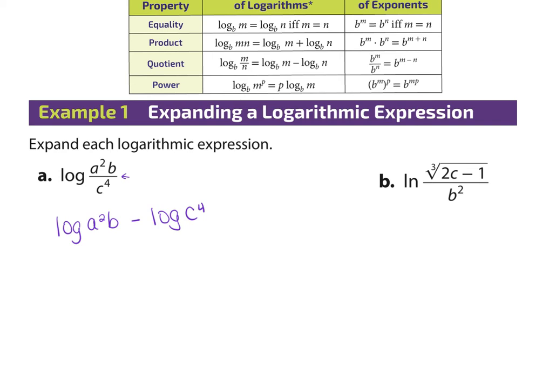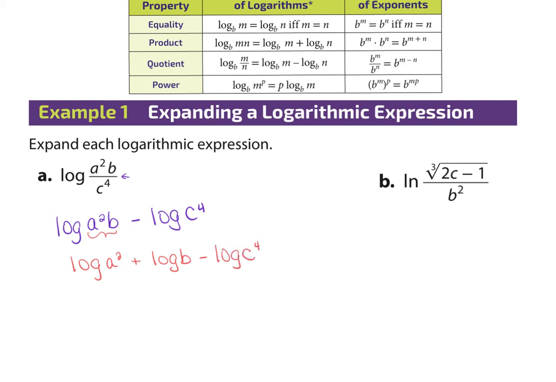And then I'm going to split up this first guy. This first guy is multiplication. So how can I split him up? So this can be split up with addition, right? So I have log a squared plus log b. And I am subtracting that denominator.